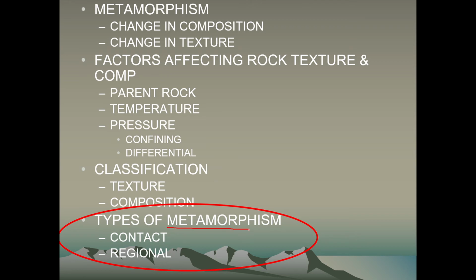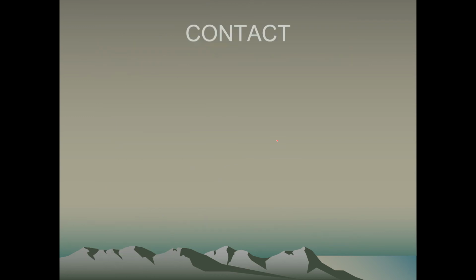There are different types of metamorphism. So now we're kind of going to talk about the environments in which these things form. Basically, there's an environment for the non-foliated minerals, and there's an environment for the foliated minerals. And by environment, I mean under the ground, not like a lake or something like that.